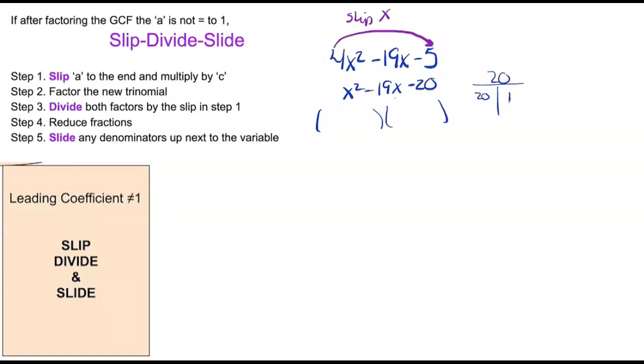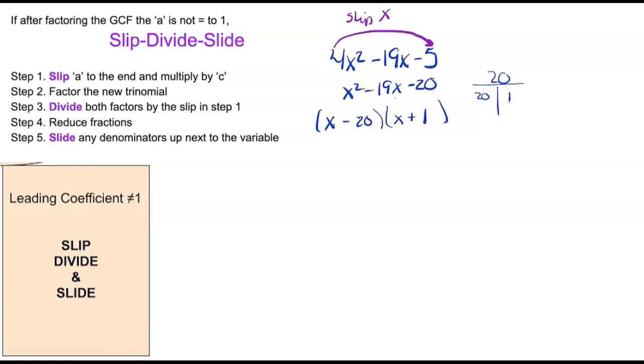So I'm going to go ahead and set this trinomial up. x and 20, x and 1. One of them is negative, and the 19 is negative, which means the larger number is negative. So negative 20, so minus 20 plus 1. So that's the slip. We slipped, we factored the new trinomial just like we had been practicing in yesterday's assignment.